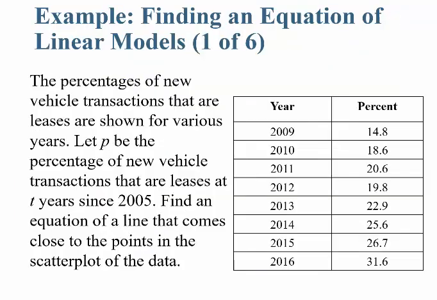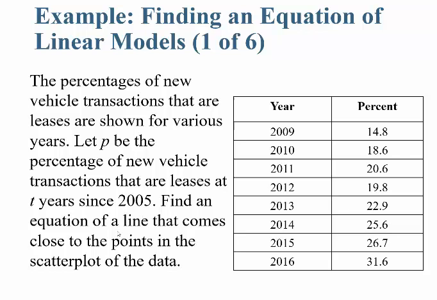All right, let's take a look at another example. All right, so this is finding the equation of a line from a bunch of data. So the percentage of new vehicle transactions that are leases, so these are leases, not purchases, are shown for various years in the table to the right here. All right, so I'm going to let P be the percentage of new vehicle transactions that are leases. So this percentage here is going to be just the number P. All right, that are leases. Now this is important. At T years since 2005. So T years since 2005. All right, so basically 2009 would then become 4 and so on.